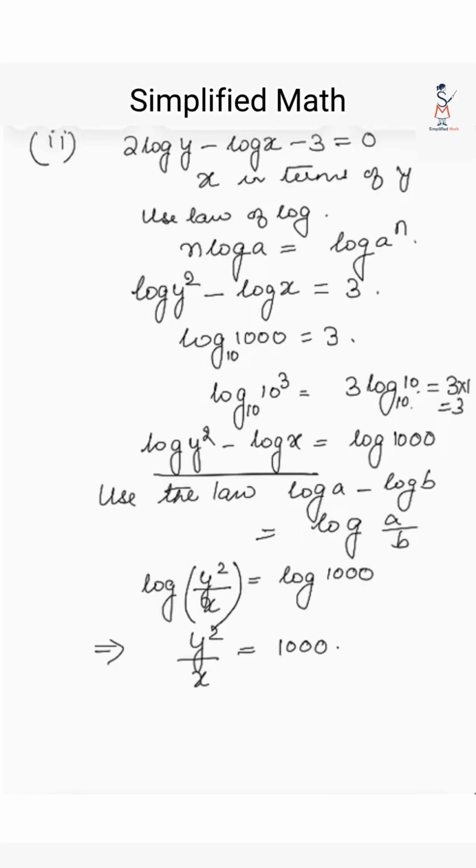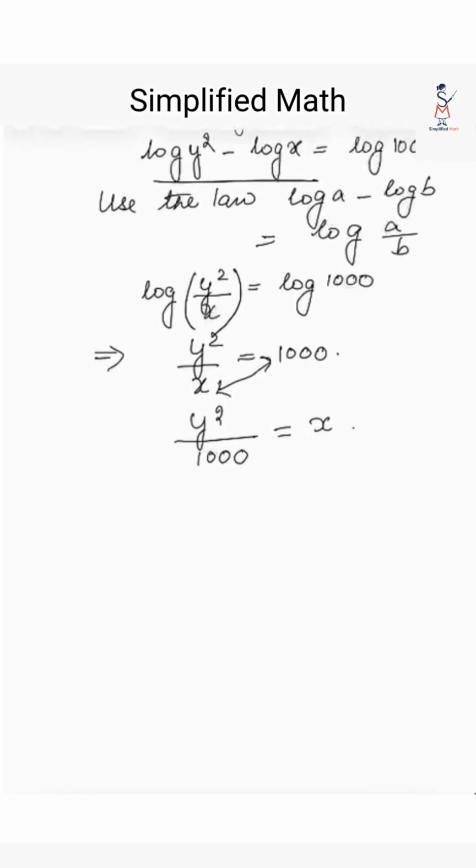So I have to express x in terms of y. So we'll take x to the other side and 1000 will come down. So this will become y square by 1000 is equal to x. Done. Second one. Now we will see the third part of this sum.